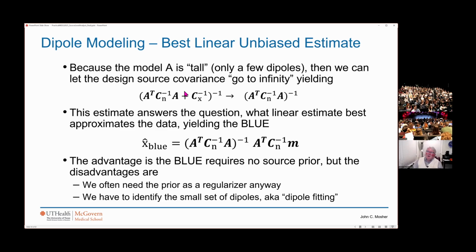Now, because it's tall, it allows us to send the design source covariance to infinity. If I drive this to infinity, its inverse goes to 0, so this goes to this. And when I drop that back into the answer, you answer a different question. You get the best linear unbiased estimate for a dipole moment, called the BLUE, where it's structurally just missing this component in it. And the advantage of BLUE then is you don't need a source prior. But the disadvantages are we oftentimes end up putting a source prior in anyhow to regularize it, ticking off regularizers. And we still haven't figured out how to find the small set of dipoles. This is what's called dipole fitting or dipole hunting out there.